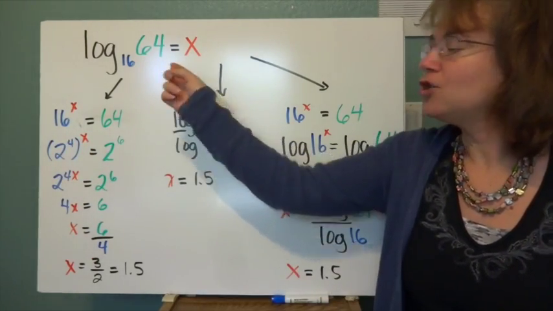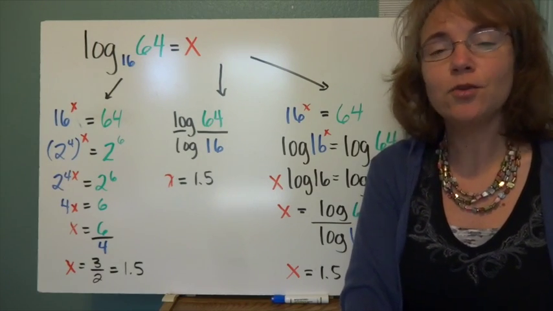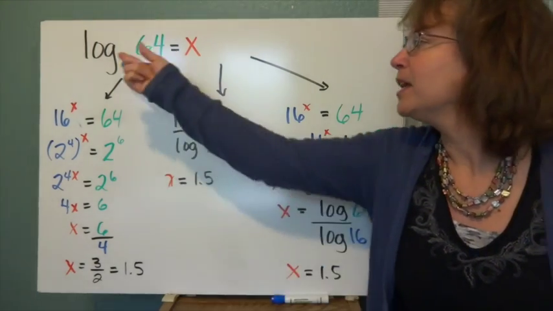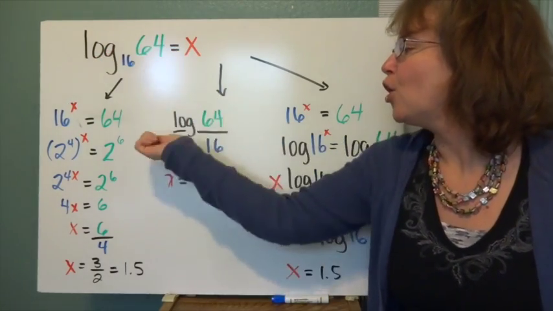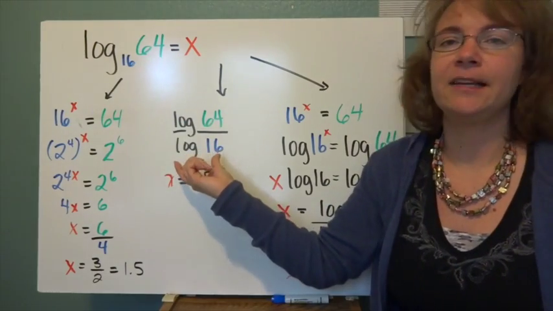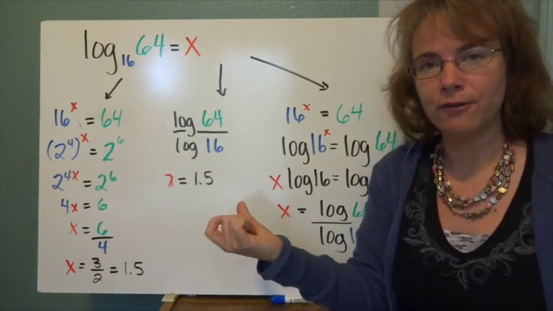The other method I could use is the change of base formula. And I'm going to use log base 10. You could use log base e if you wanted to. And I'm going to rewrite this as log of 64 over log of 16. Type that into my calculator, and I get x is equal to 1.5.